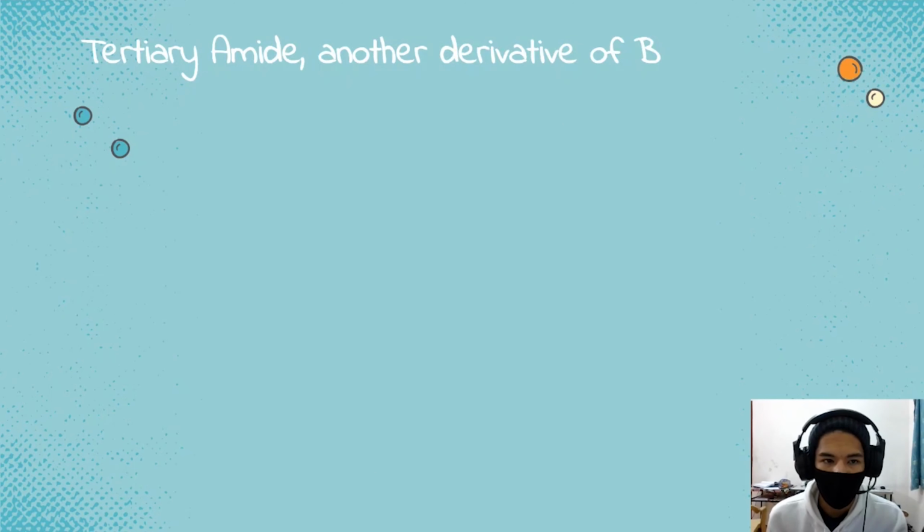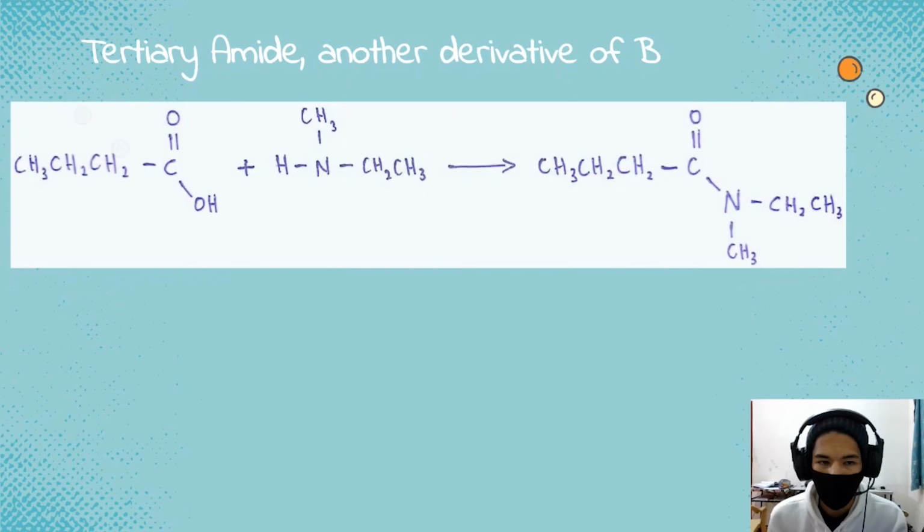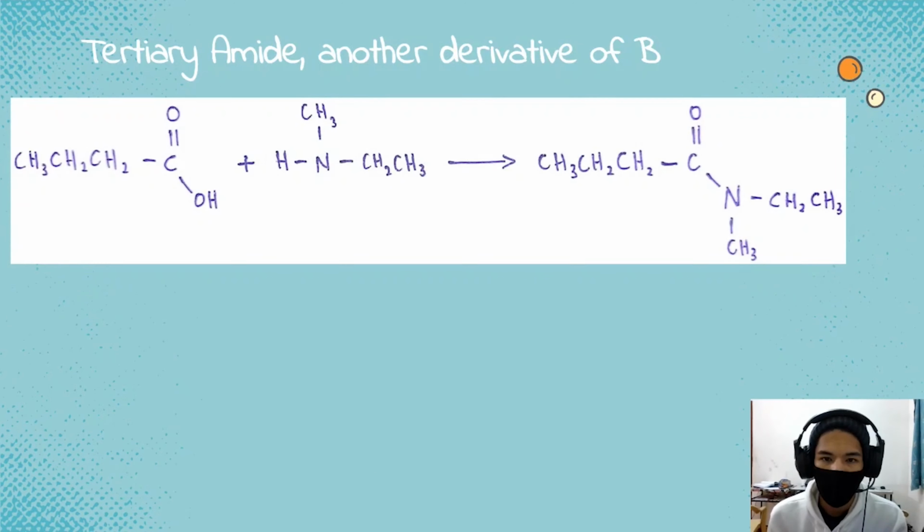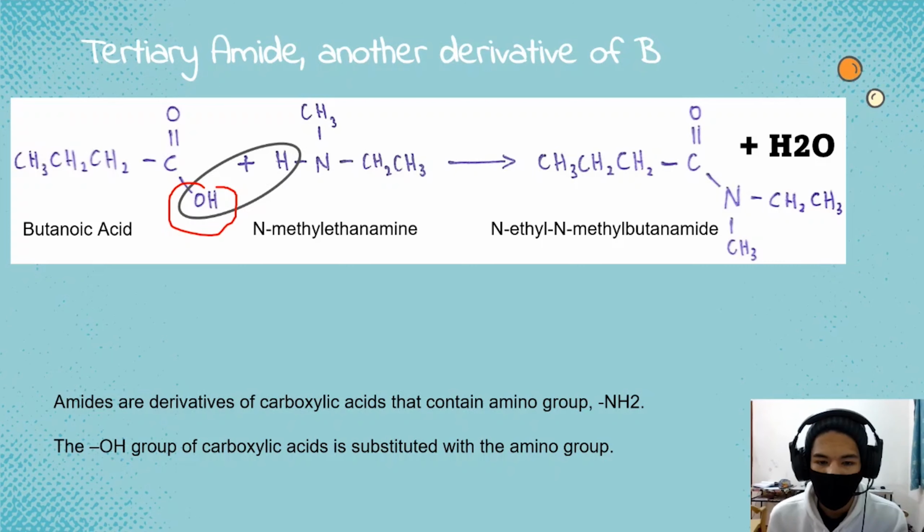For the last compound, it is a tertiary amide, another derivative of B. The tertiary amide can be produced when the butanoic acid reacts with N-methyl ethanamine, and it produces the tertiary amide, N-ethyl-N-methylbutanamide. How can N-ethyl-N-methylbutanamide be produced? The OH group of the carboxylic acid is substituted with the amino group. So the amide is the derivative of carboxylic acid that contains an amino group, and we need to memorize that N-ethyl-N-methylbutanamide is the major product, and H2O is the minor product.